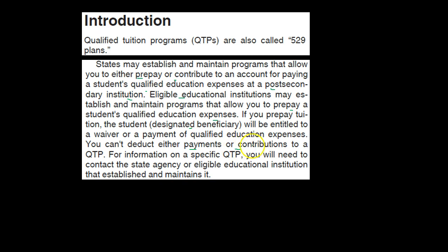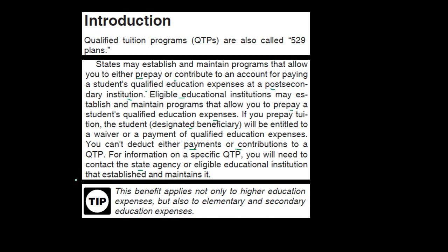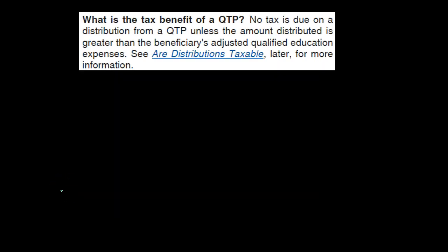So either payments or contributions to the QTP. For information on a specific QTP, you will need to contact the state agency or eligible educational institution that establishes and maintains it. So notice we're going to the state agencies or the actual institution to get the information about the specific QTPs. Tip. This benefit applies not only to higher education expenses, but also to elementary and secondary education expenses. What is the benefit of the QTP, you may ask?